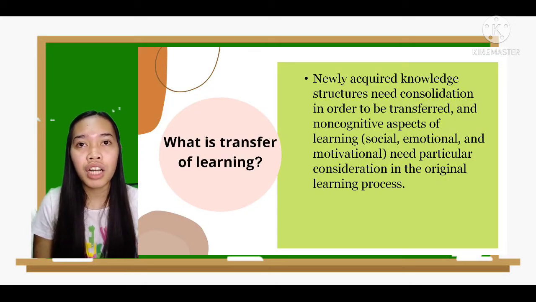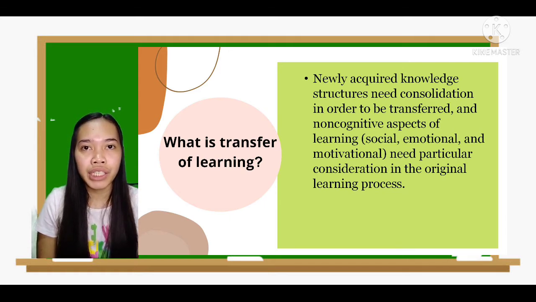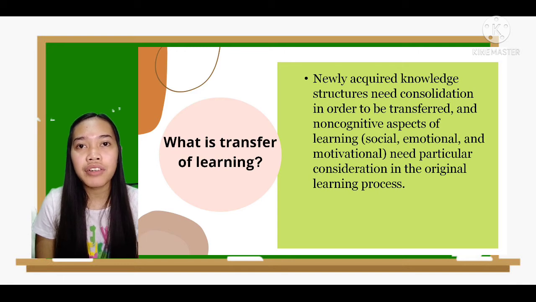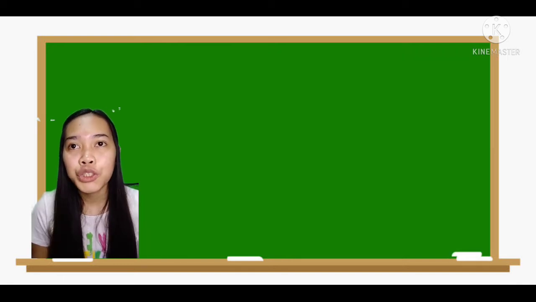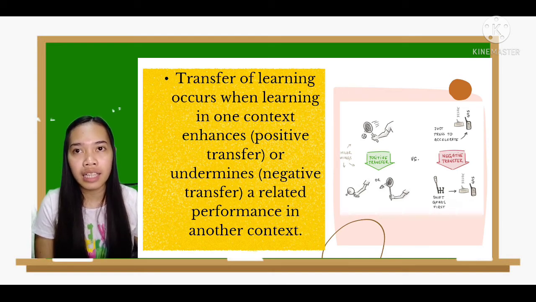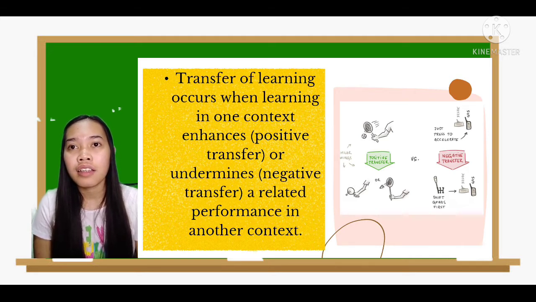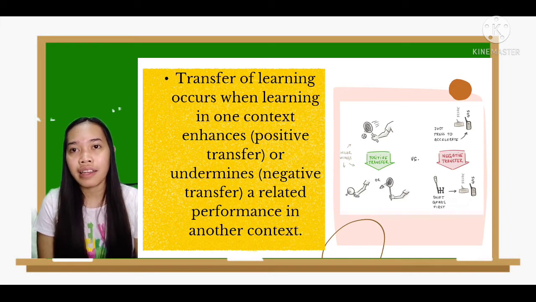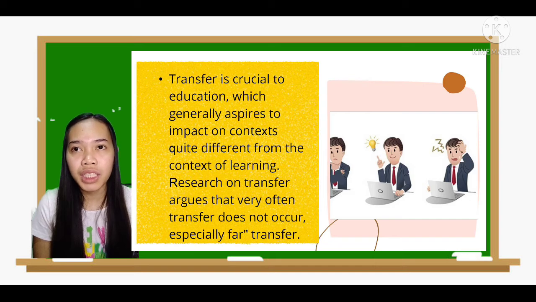Newly acquired knowledge structures need consolidation in order to be transferred, and non-cognitive aspects of learning, such as social, emotional, and motivational, need particular consideration in the original learning process. Transfer of learning occurs when learning in one context enhances (positive transfer) or undermines (negative transfer) related performance in another context. Transfer is crucial to education, which generally aspires to impact contexts quite different from the context of learning. Research on transfer argues that very often transfer does not occur.